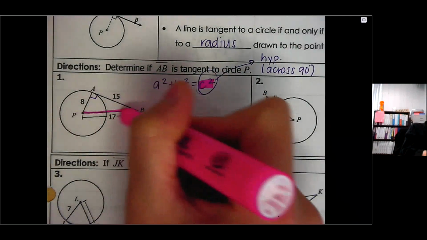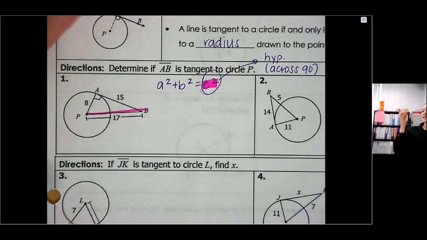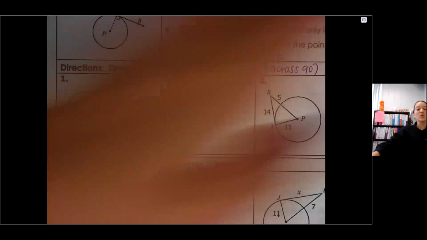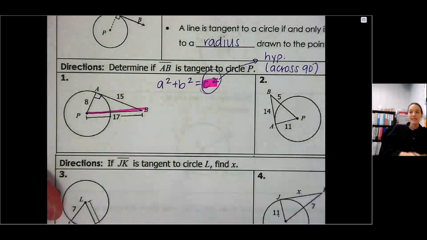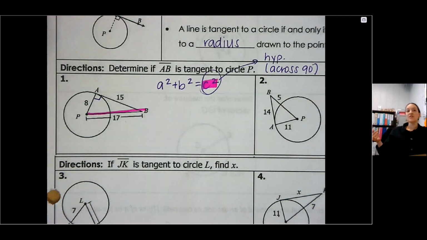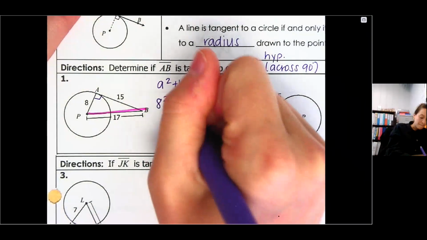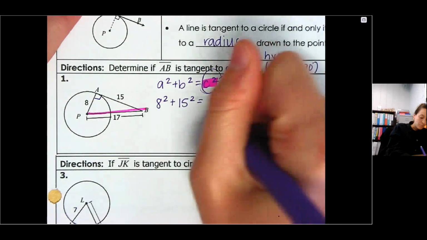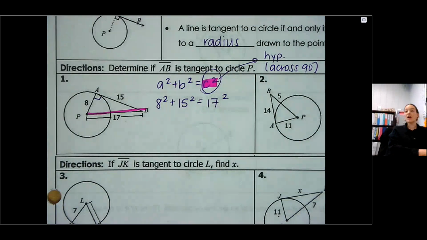17, perfect. All right, so all we have to do is plug in our numbers and double check to see if they work or if they don't work. If this makes a true statement when I plug them in, that means the lines are tangent. If it does not make a true statement, that means the lines are not tangent. So for my two numbers, I just plug in 8 and 15, and I plug in 17 squared for my C value.